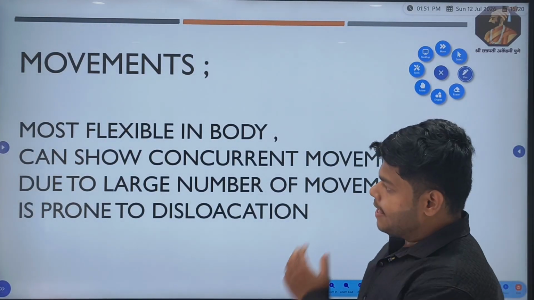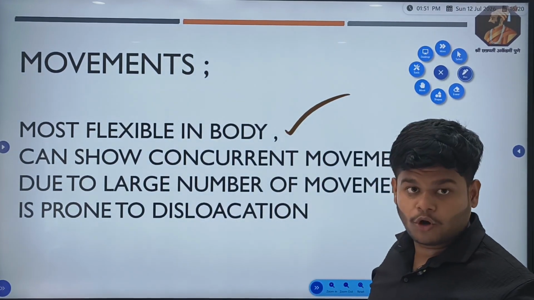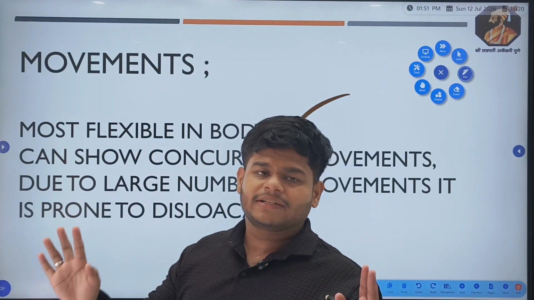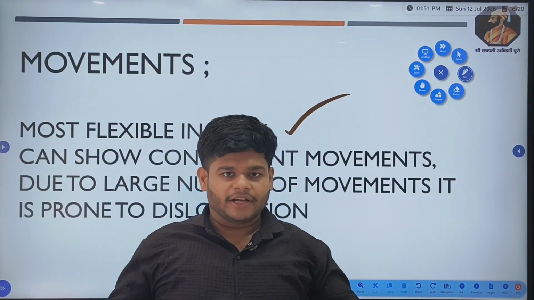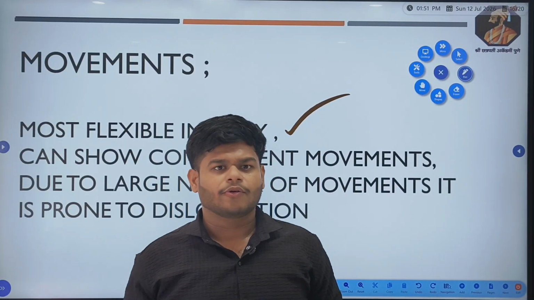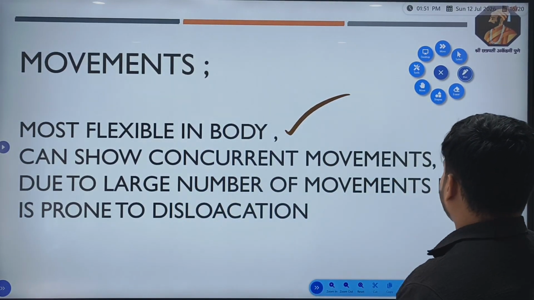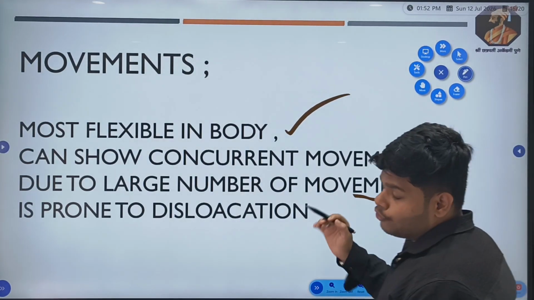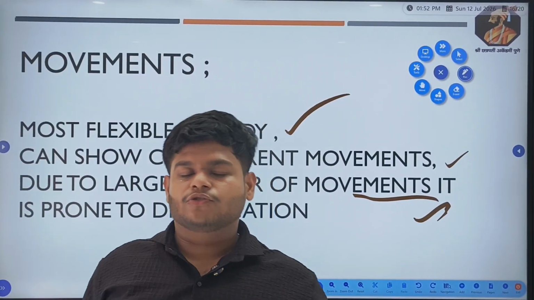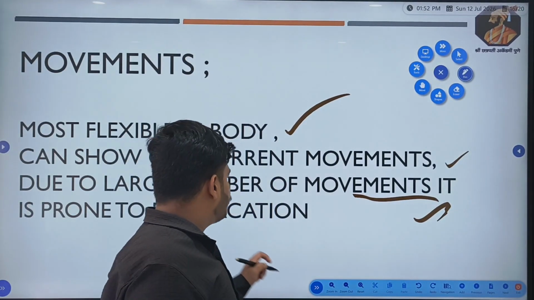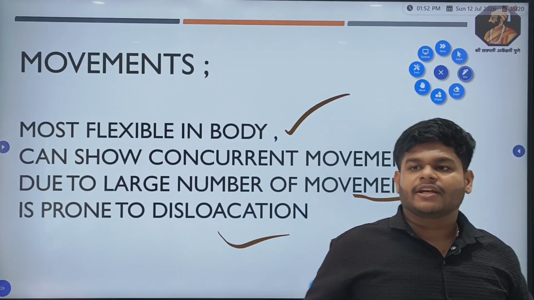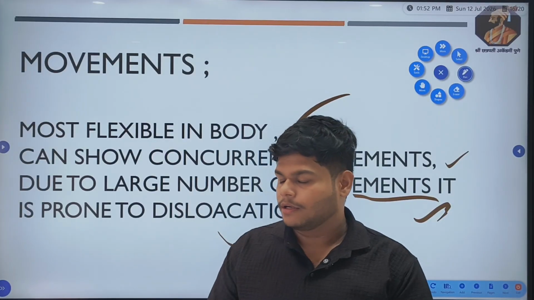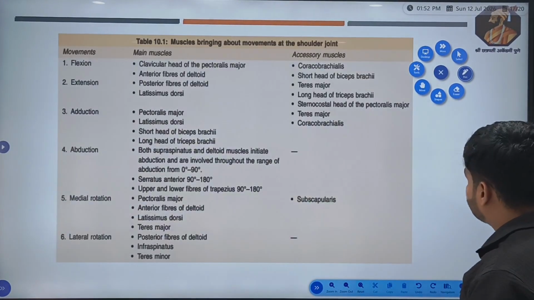Now, movements. It is the most flexible joint in our body. It can show concurrent movements, meaning it can show variable movements at the same time. We can do circumduction, abduction, adduction, external rotation, internal rotation, anything at the same time with the help of the shoulder joint. Due to the large number of movements, it is prone to dislocation. Whenever there is a large movement and also it is a loose, weak joint, this joint is more prone to dislocation, and there comes our doctor's duty to stabilize that joint. So it is very necessary to study this shoulder joint.